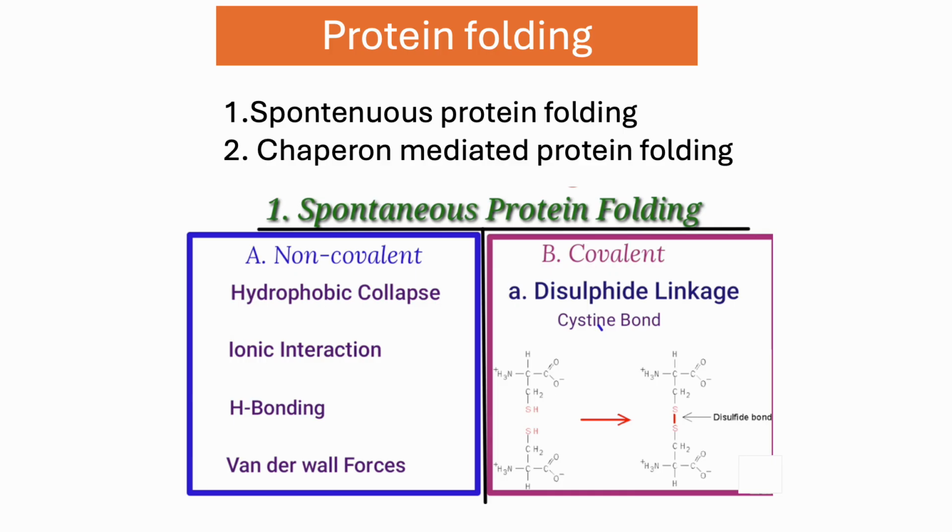Let's talk about protein folding. Protein folding can happen two ways. One is spontaneous protein folding, another one is chaperone-mediated protein folding. Let's first talk about spontaneous protein folding. As we know, protein has two types of bond. One is non-covalent bond and another one is covalent bond. What are the non-covalent bonds? Like hydrophobic collapse, ionic interaction, hydrogen bonding or van der Waals force. And in case of covalent bonds, the disulfide bond between cysteine residues, as we have shown.